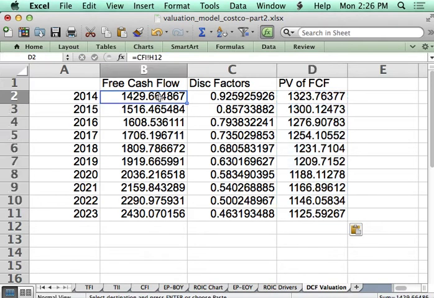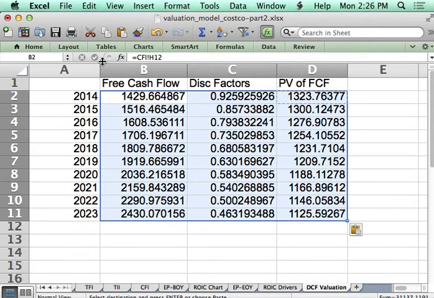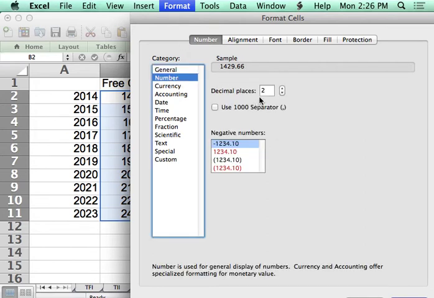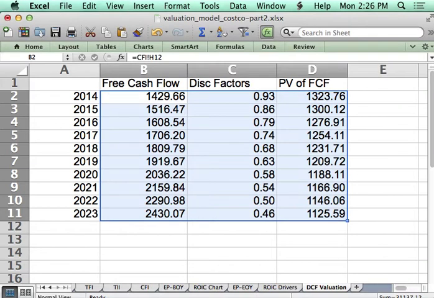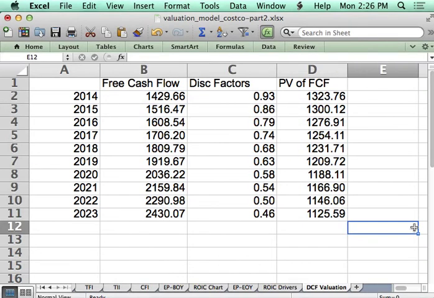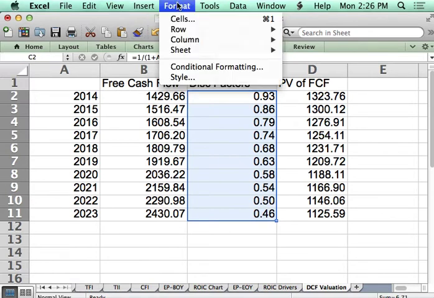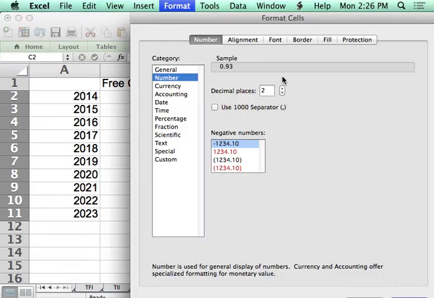Right? And if I want to clean it up to make it a little bit easier to see, I could turn this into Format Cells, and I'll make this number 2 decimal places, just so it's a little bit easier to see. And in fact, it might be easier to see the discount factors as 4 decimal places.